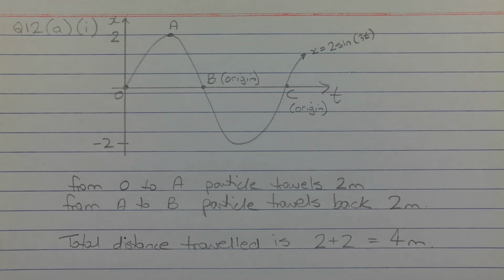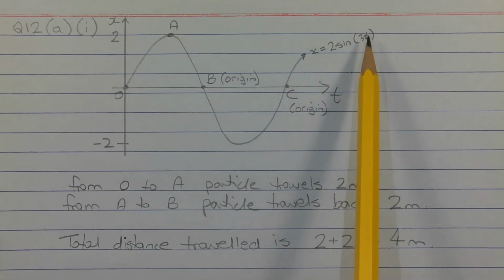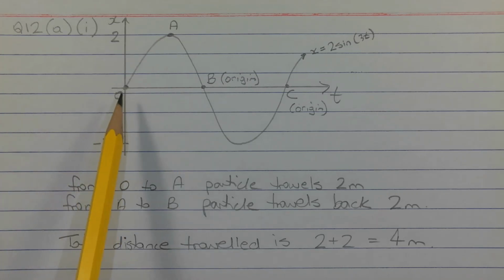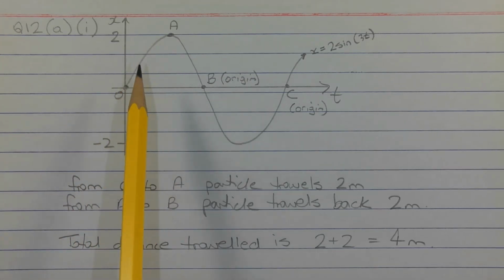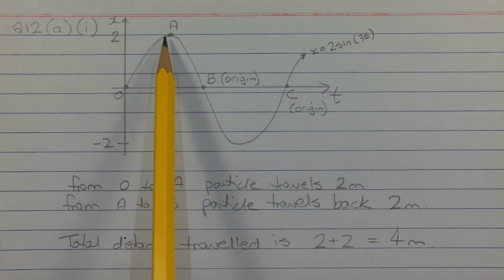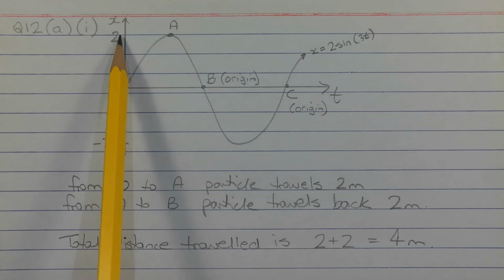The particle is oscillating about the origin such that the maximum displacement of that oscillation is 2 meters on either side of that origin. So for the purpose of visualization, I've sketched the graph of x equals 2 times sine of 3t, where x represents the displacement of the particle at time t. Initially, that is at time t equals 0, the particle is at the origin. Then it's moving to the right of the origin until it gets to point A, which is the maximum displacement of that particle, which is 2 meters away from the origin.